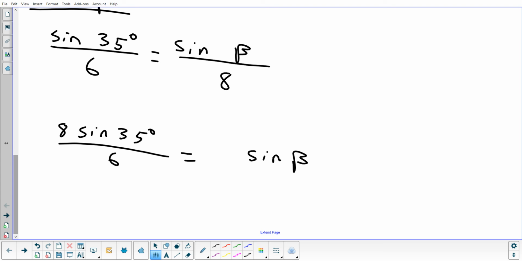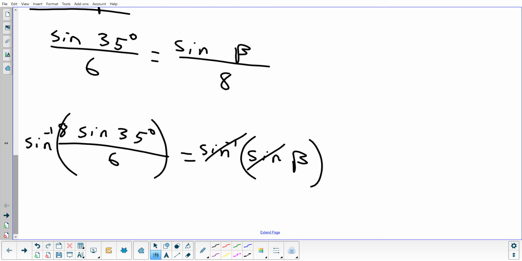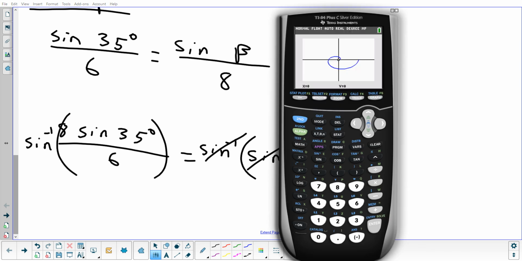And what do I do to now get beta by itself, John? You solve 8 sine 35 over 6, and then you take the inverse sine of those guys. Yep. So I'm never actually even going to figure out what 8 sine 35 over 6 is. I'm just going to plug that into the inverse sine and then see what that is. Okay. So I'll do it all in one step. All right. So let's type that in and see what happens. Now, does anybody remember what the domain of inverse sine is? In order for this to work, what does 8 sine 35 over 6 have to be between?